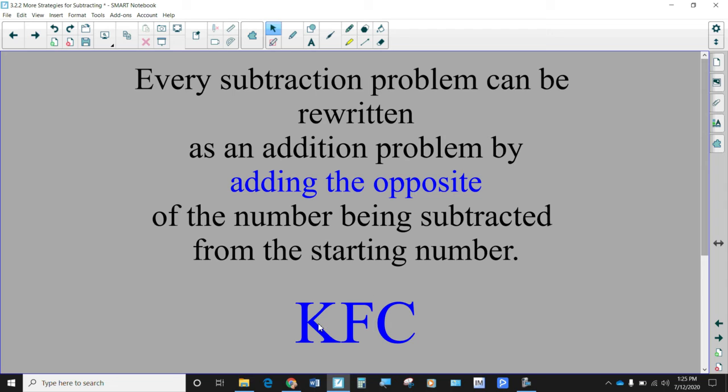You keep the starting number the same, but instead of subtracting, you flip it to the plus sign, and you take the number that was being subtracted away and you change it to its opposite number. So adding the opposite, KFC. Okay. I'm going to move on. If you want to pause it so you can copy all this down, go ahead and copy it.